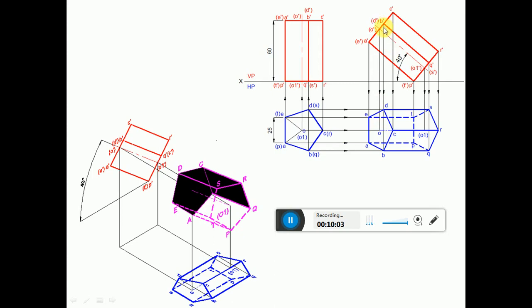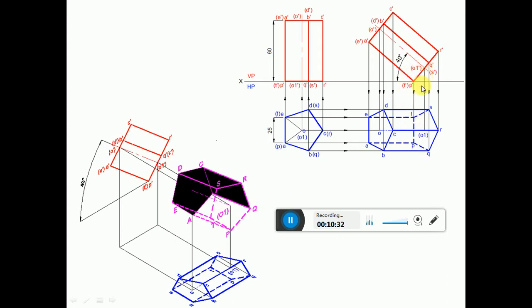And draw a vertical projector from B dash, D dash and draw a horizontal projector from B to intersect at this point B, and also from D to intersect at this point D. And then draw a vertical projector from C dash and draw a horizontal projector from C to intersect at this point C. Similarly, draw a vertical projector from P dash, T dash and draw a horizontal projector from P and T to intersect at this P and T.